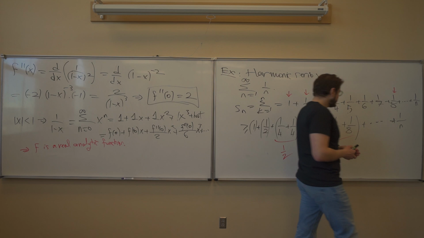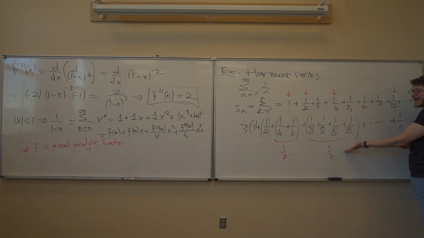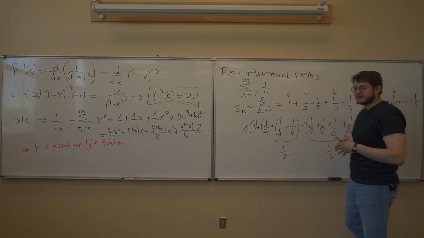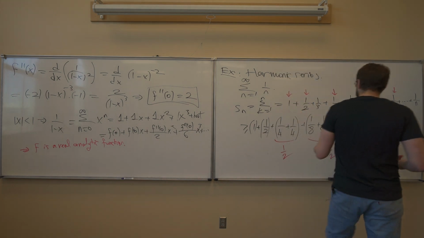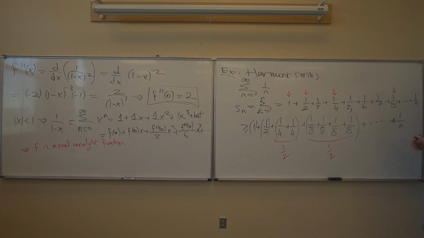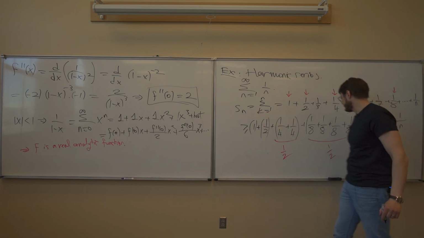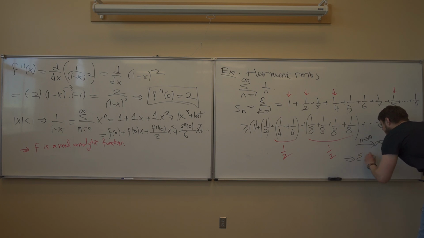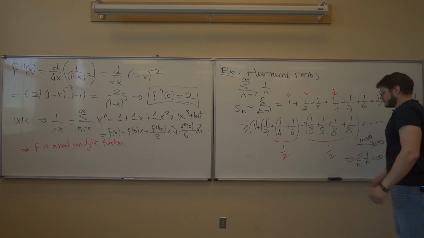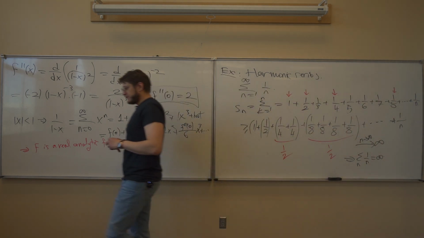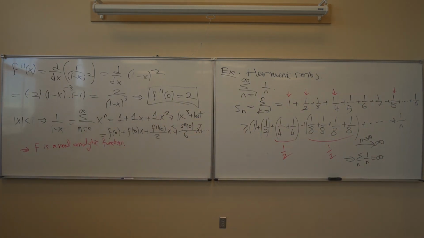But this has to diverge because I keep adding the same positive term over and over again. So there's no way for this sum to converge. It's going to strictly increase. So this goes to infinity as n goes to infinity, which means that there is no way for this to converge. So the harmonic series is divergent, diverges to infinity. Okay?